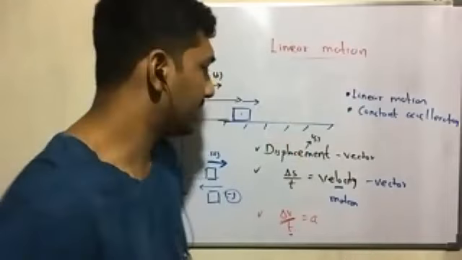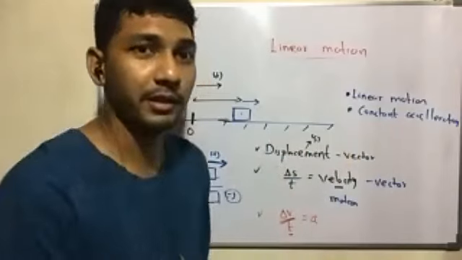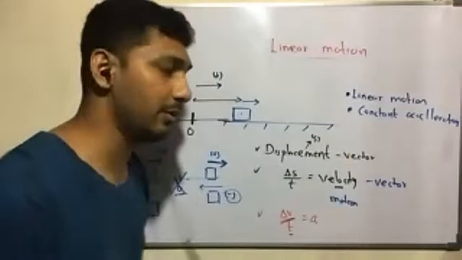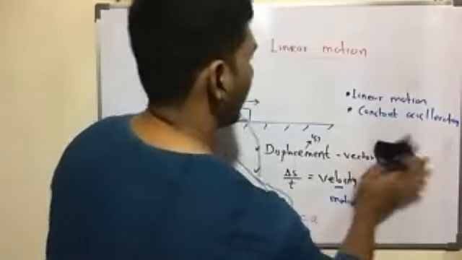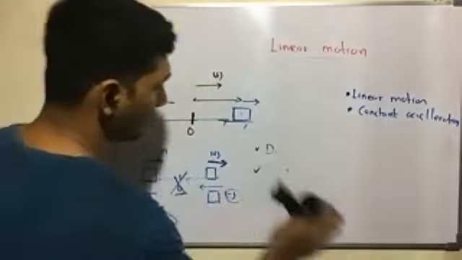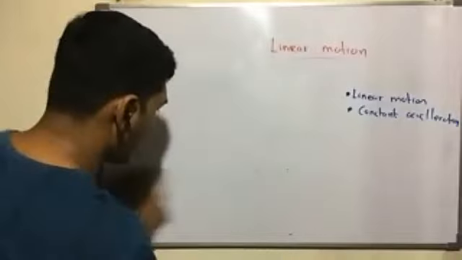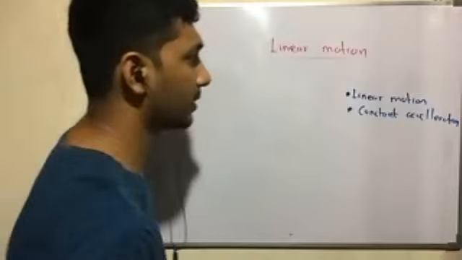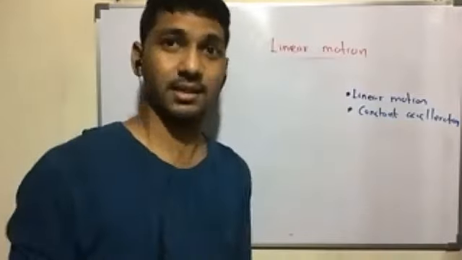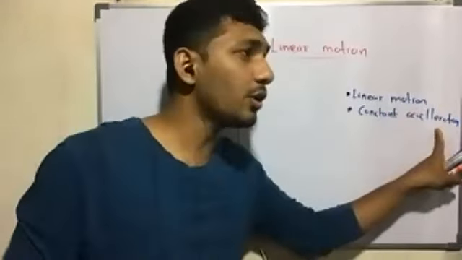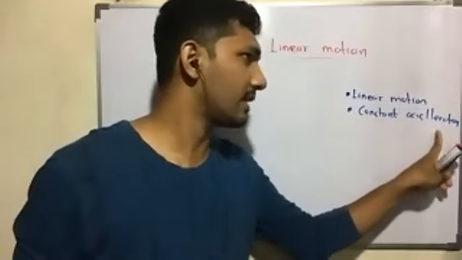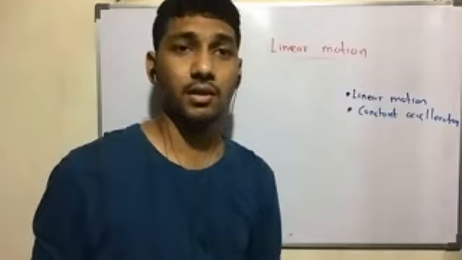So this direction thing will come when we do a question. It is in 2018. When we do that, you will understand. Then we shall move on to linear motion with constant acceleration. Constant acceleration means constant rate of change of velocity.